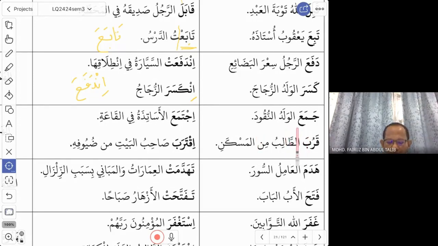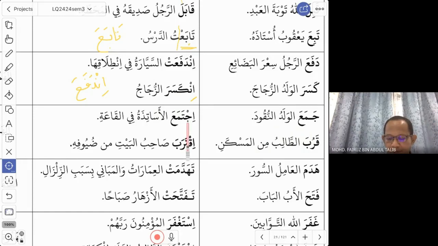Next example, next misal, jama'a al-waladu nuquda. Jama'a al-waladu nuqud. Jama'a is a three-letter fi'il, fi'lun mujarrad. The meaning is collect. So jama'a al-waladu, the boy collected the money. Nuqud means money. Now, ijtama'a. Now we have a different fi'il.